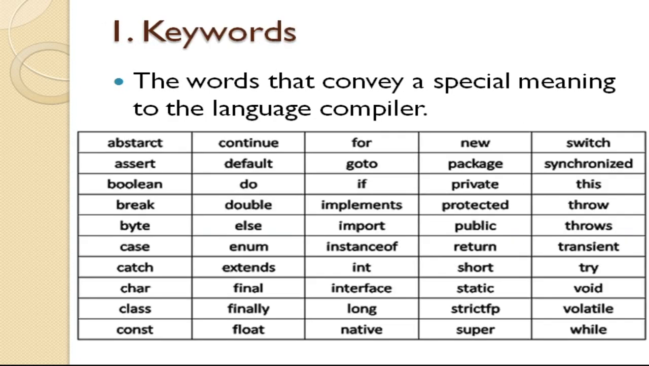A keyword is nothing but a word that conveys a special meaning to a language compiler. For example, Java as a compiler recognizes some words and they are represented as keywords. You cannot use these keywords anywhere in the program other than where they are specifically meant to be used. For example, the continue statement is used for a specific purpose. These are some of the keywords given in a table. You can pause the video and go through the keywords.